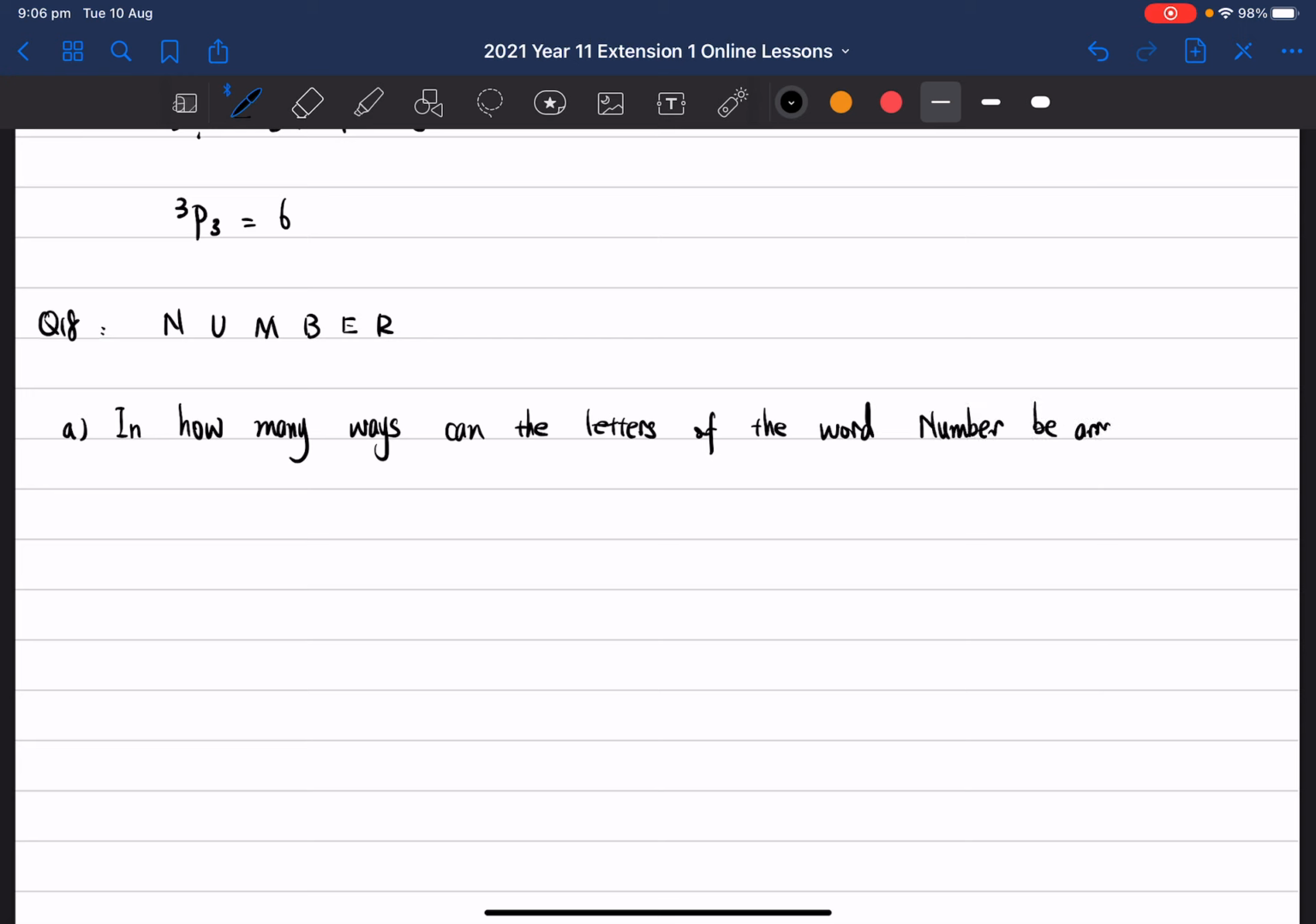So this is the question. That's a really simple question. None of the letters are repeating themselves. So the number of ways, we just count 1, 2, 3, 4, 5, 6. There are 6 letters here, so in how many ways? Well, 6 factorial ways. 6 times 5 times 4 times 3 times 2 times 1. Of course, you can use your calculator to work out the answer. That should be 720.